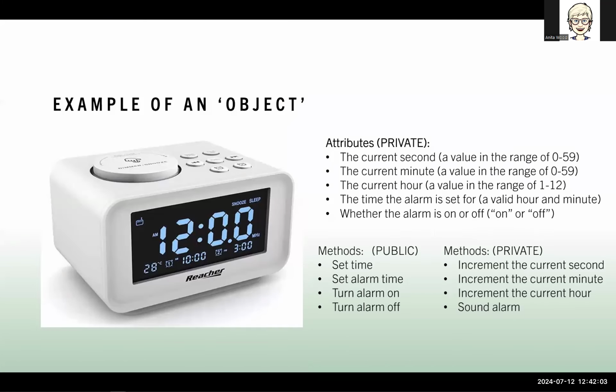Remember the alarm clock we wanted to emulate in software? There are private attributes and public and private methods. This is a quoted object, meaning it's something we wish to emulate in software. We later learn more about the unquoted object, which will be instantiated from the class.